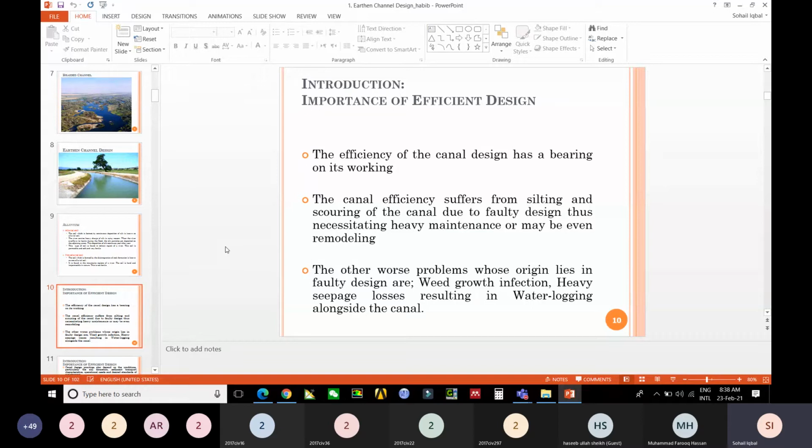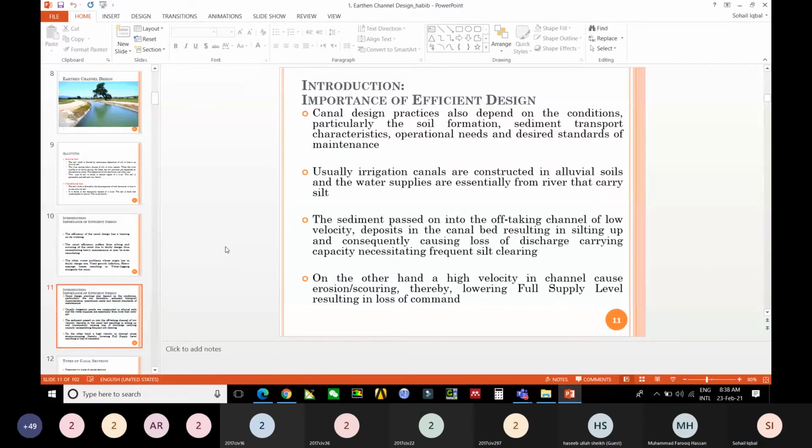Another important point is that canal design also depends on conditions, particularly soil formation, sediment transport, operational needs, and desired standards of maintenance. For example, if you design a canal and haven't provided enough slope from up to down, then definitely there will be a great loss, because the water cannot move accurately from upstream to downstream. With the passage of time, silt accumulation will start at the depressions or the low levels of the bed.